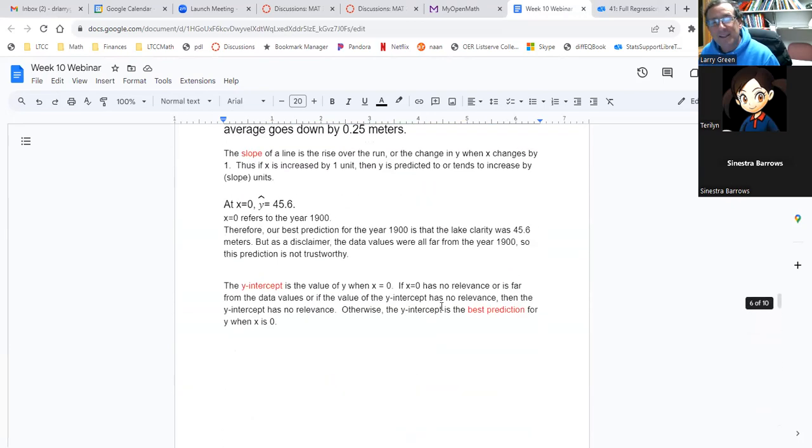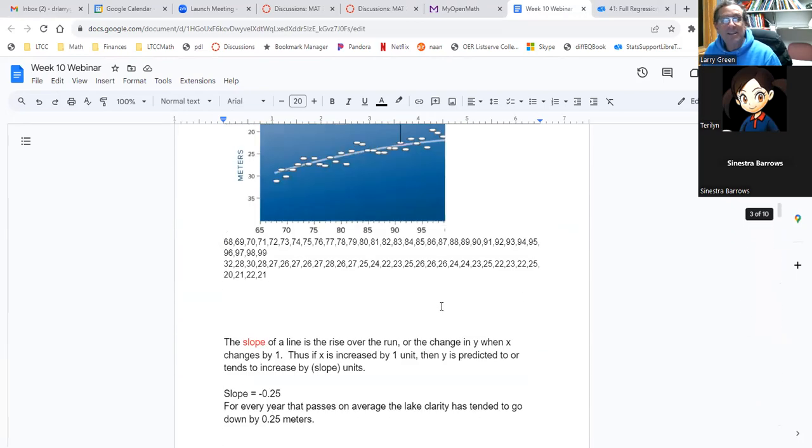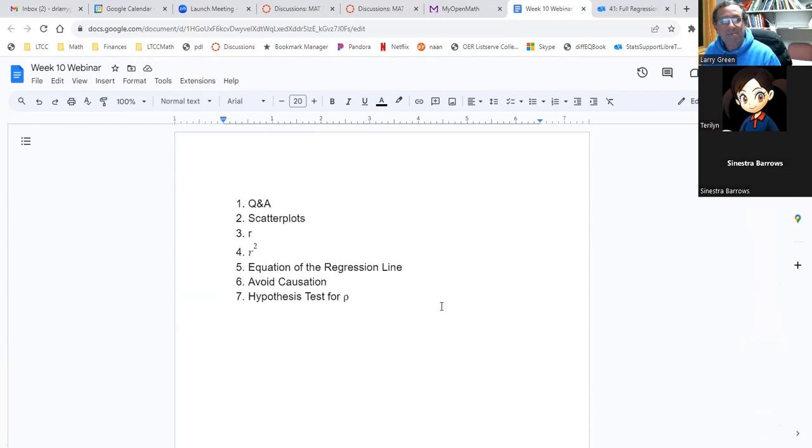And that's pretty much, if you look at it, we've gone through scatter plots, R and R squared, the regression line, which includes the slope and y-intercept, and using the regression line, avoiding causation, and also a hypothesis test for rho, or for the correlation.